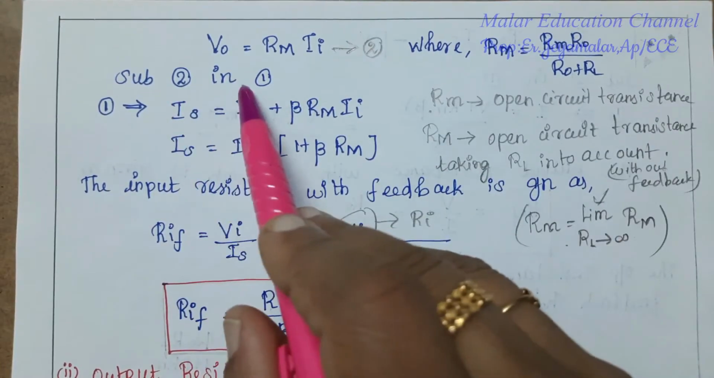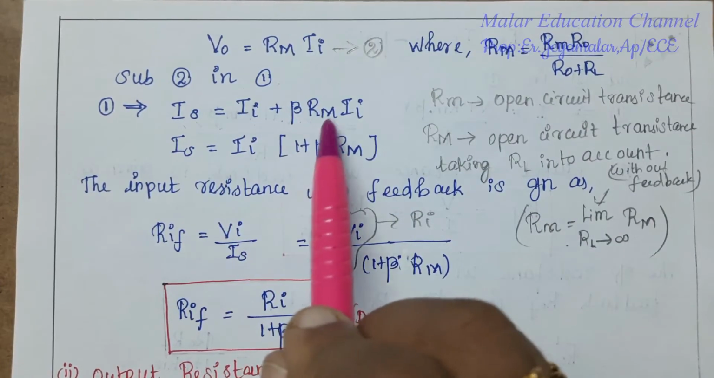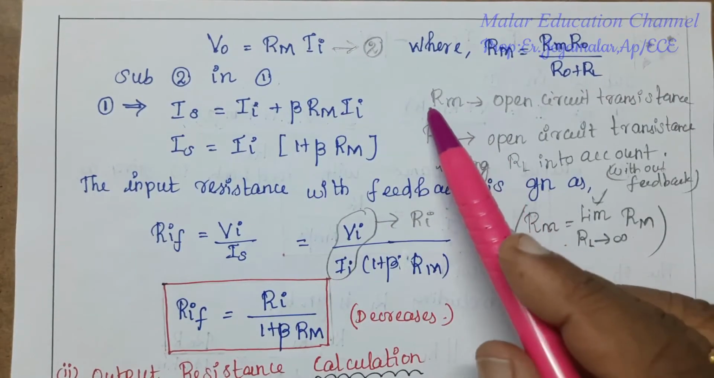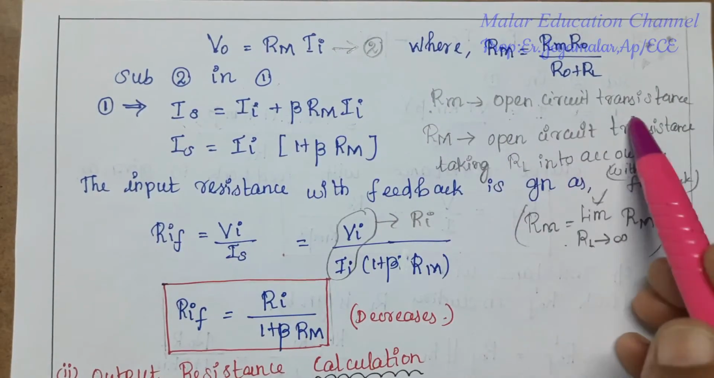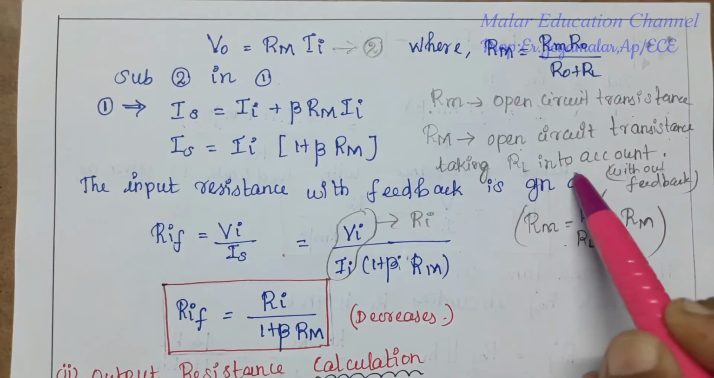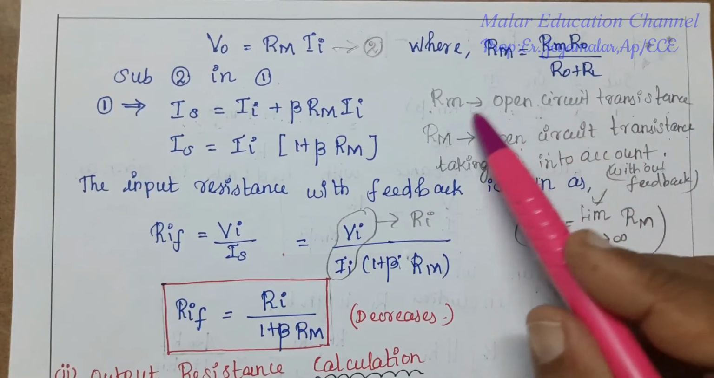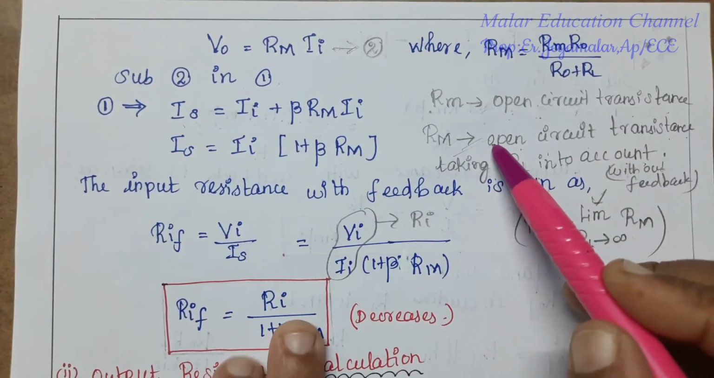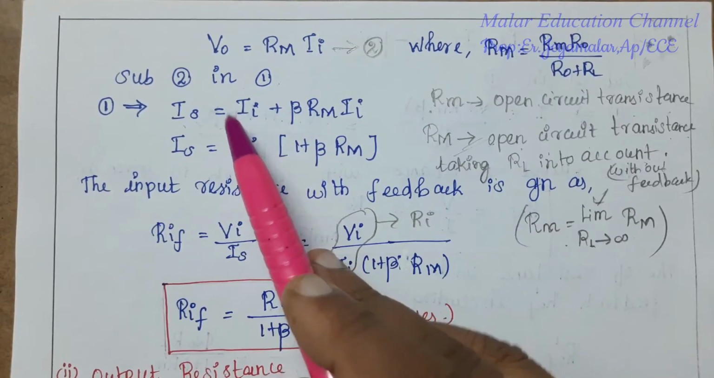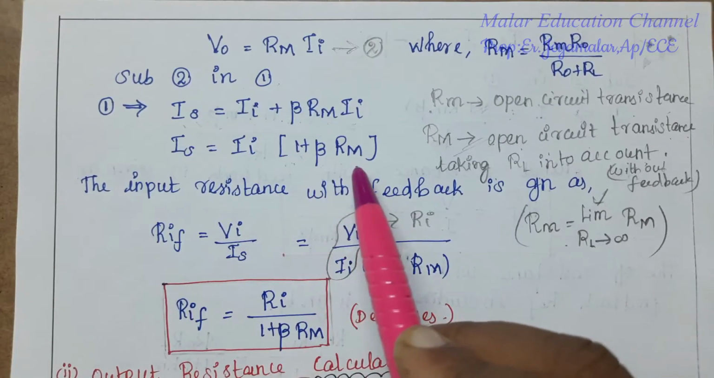Next, substitute equation number 2 in 1. So 1 can be replaced by Is equal to Ii plus beta into Rm into Ii. See the difference? Small rm means open circuit transresistance. Capital Rm means open circuit transresistance taking RL into account. Both are the same, but this is for without RL, and this is for with RL. That's the difference. Next step, take the common term outside. Here Ii, that is input current, is the common term. So taking it outside, the remaining is Ii bracket 1 plus beta into Rm.